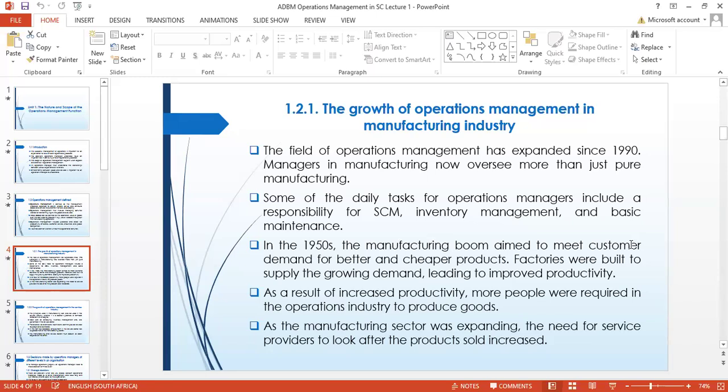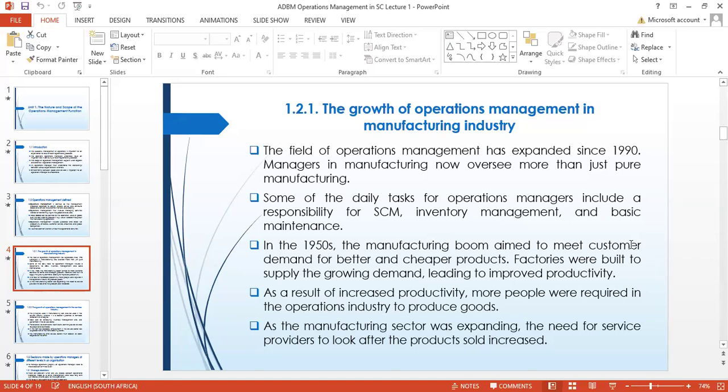They also ensure the management of logistics, the distribution of goods, customer relations, and analyzing the data on demand that will be coming from the customers and ensuring that they meet that demand. So it's now a broad set of responsibilities for operations managers, unlike what they were doing in the past.